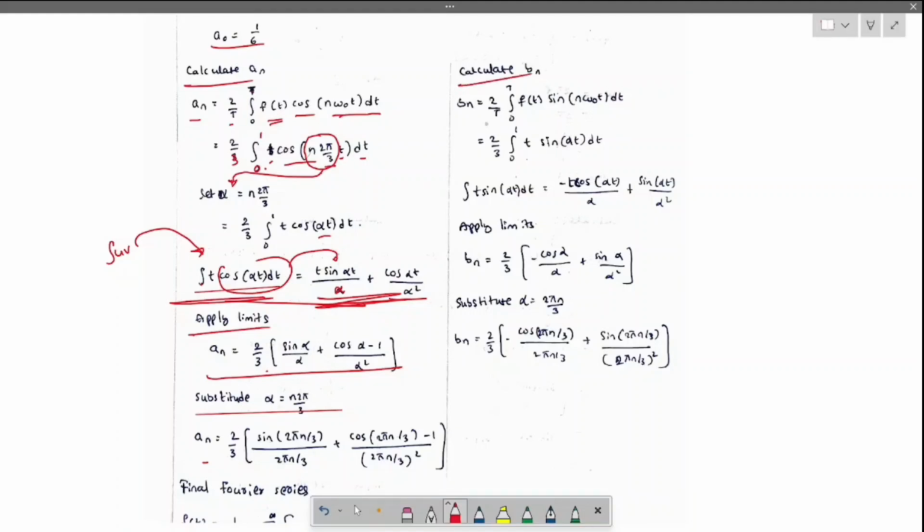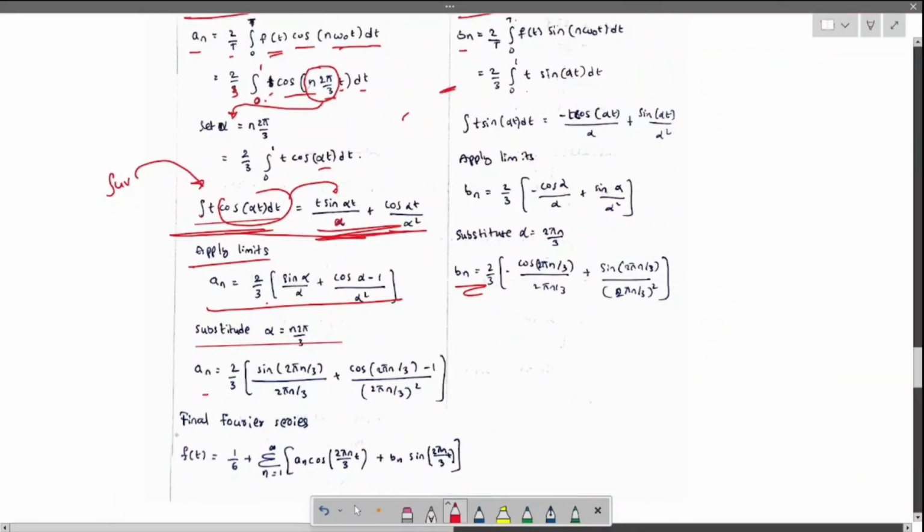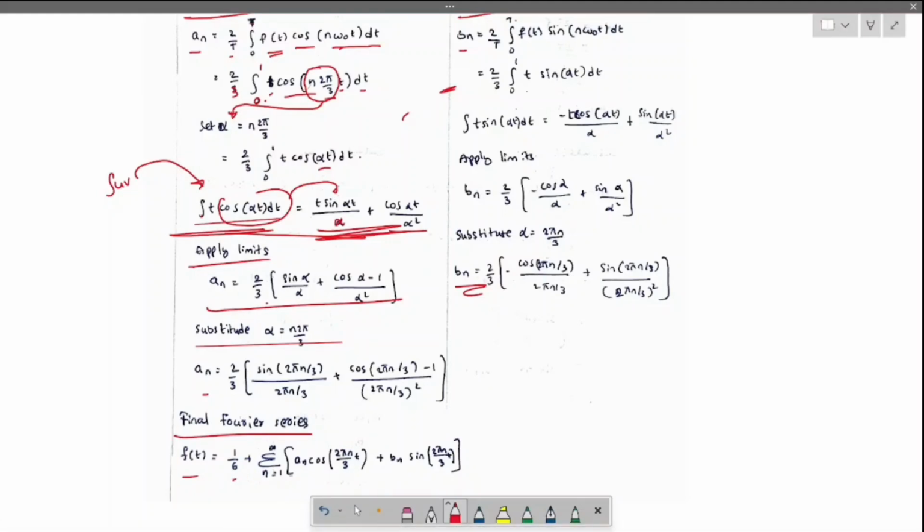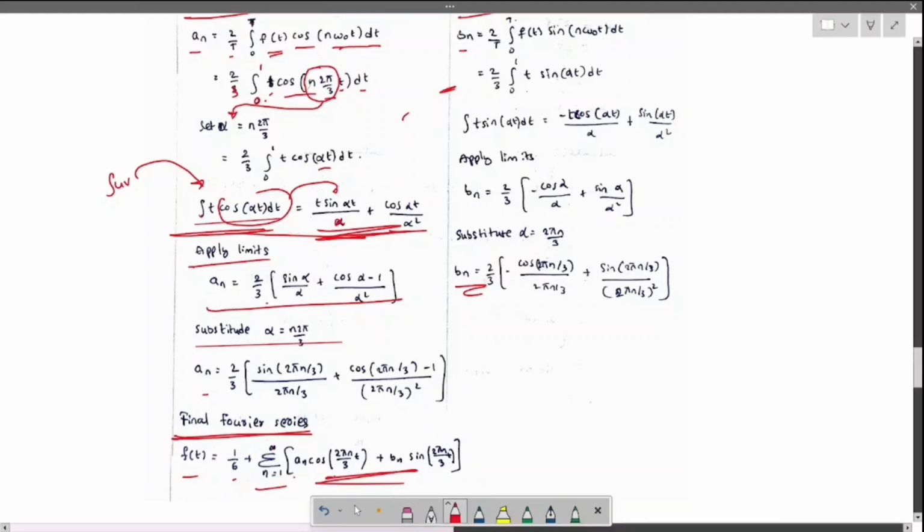Now let us go for bn. bn is 2 by T, integral 0 to T of f of t sin n omega t dt. Same process here, do so and you will get bn. Now the final Fourier series is f of t equals 1 by 6 plus summation n equals 1 to infinity of an cos 2 pi n t by 3 and so on. This is the final Fourier series. I hope you got the idea on this first problem. Just the calculation part is bigger here, but it is a simple thing.